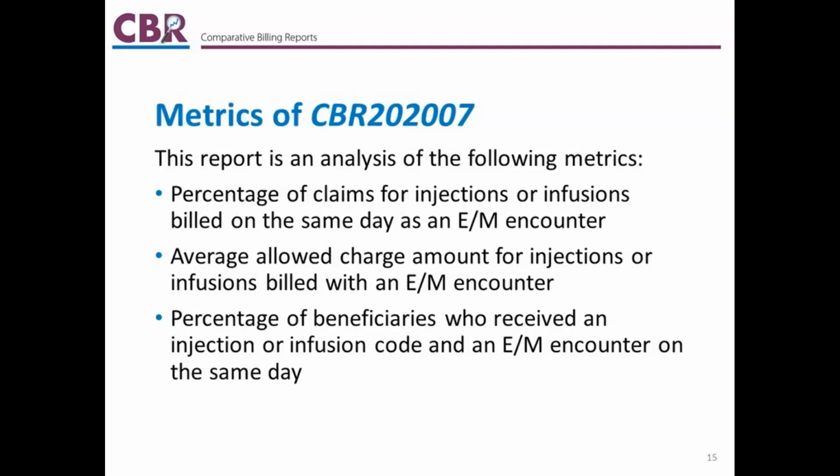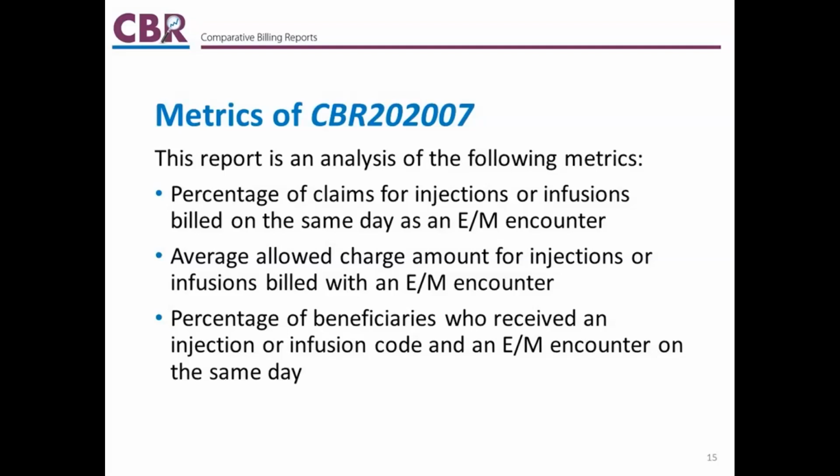This is a list of the metrics analyzed within the CBR. Each metric was created to take a more detailed look at the submission of claims with injections or infusions on the same day as an evaluation and management service. The metrics are the percentage of claims for injections or infusions billed on the same day as an E&M encounter, the average allowed charge amount for injections or infusions billed with an E&M encounter, and the percentage of beneficiaries who received an injection or infusion code and an E&M encounter on the same day.